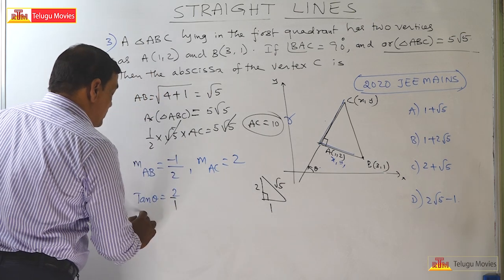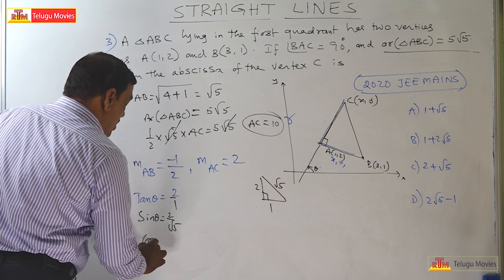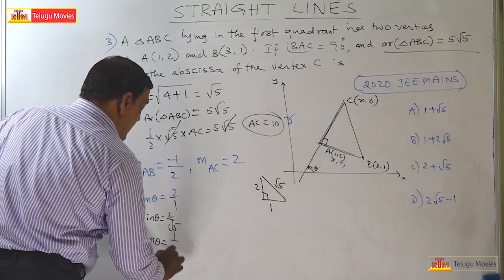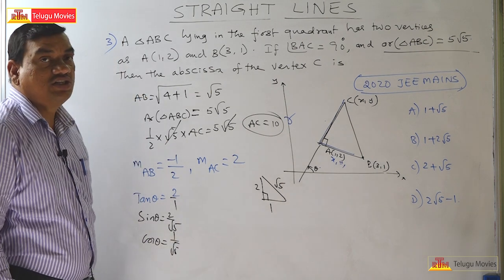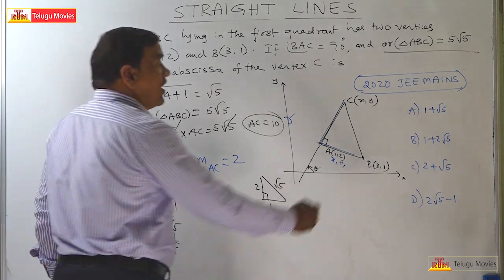Therefore, what is our sin theta? Sin theta is equal to 2 by root 5. Cos theta is equal to 1 by root 5. Understand this? Now we are going to find out the coordinates of x and y.